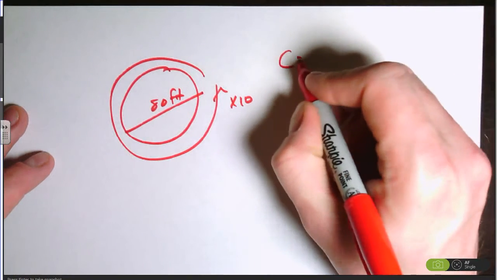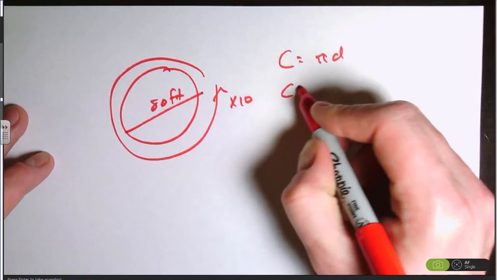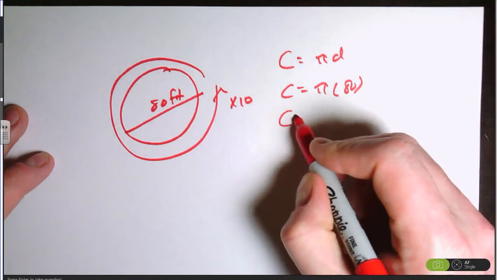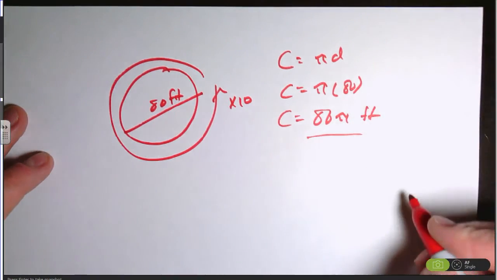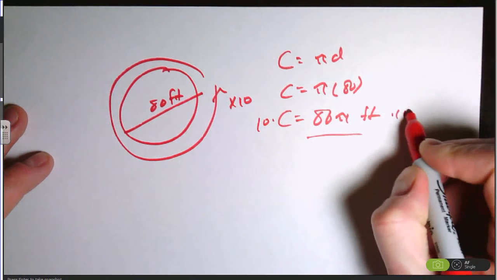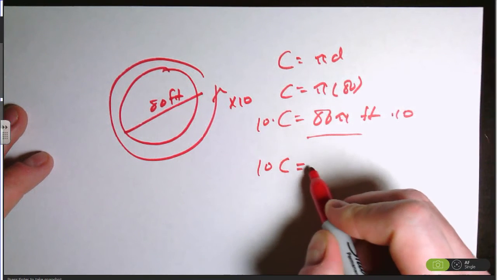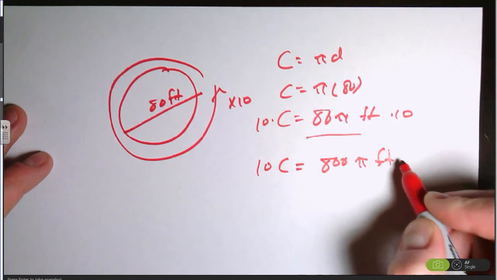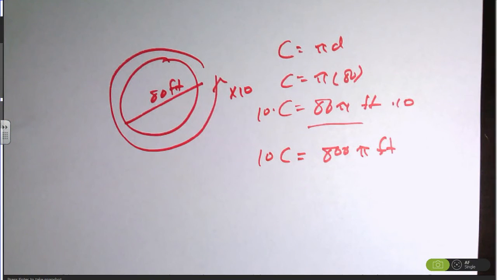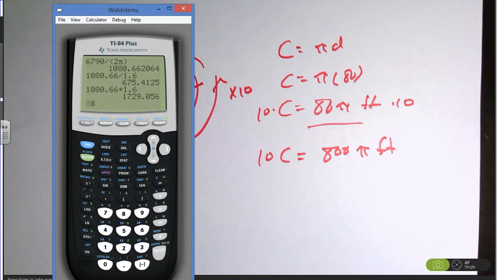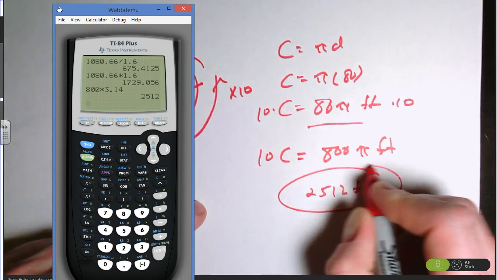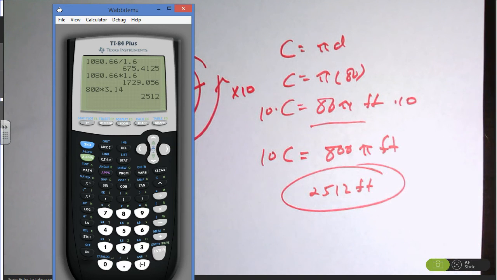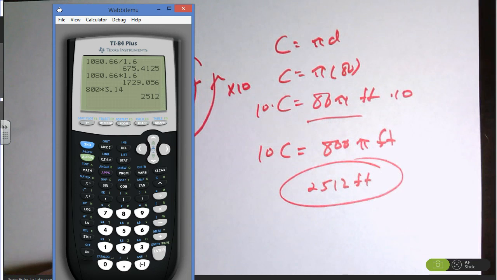So let's find one revolution. Well, one revolution is circumference, so it's pi d. Pi times 80, which as an exact answer is 80 pi feet. But I went 10 rounds, so I'm going to multiply that by 10. So 10 revolutions is going to be 800 pi feet. But as far as an approximation goes, 800 times 3.14 gives us 2512. So 2,512 feet, which is about a half mile. Okay.